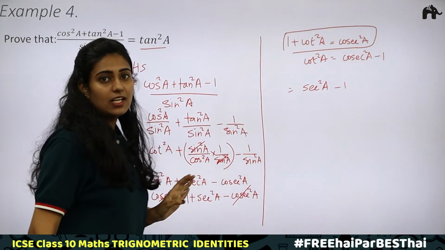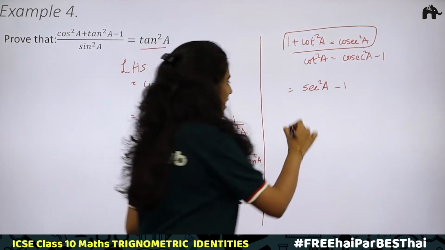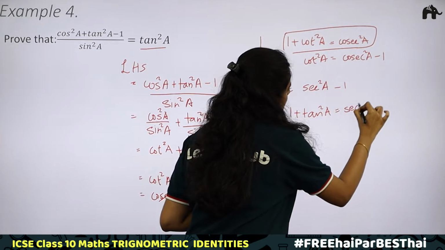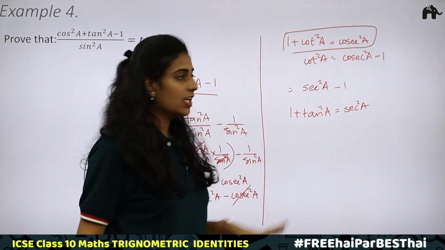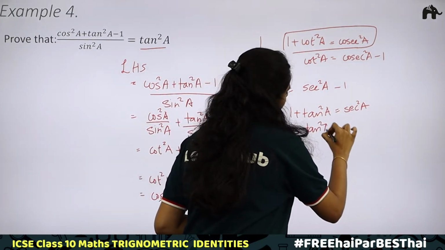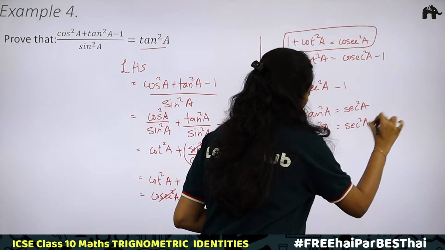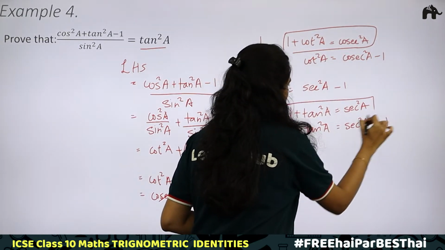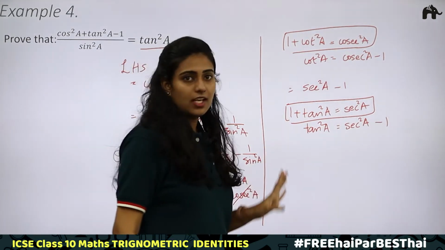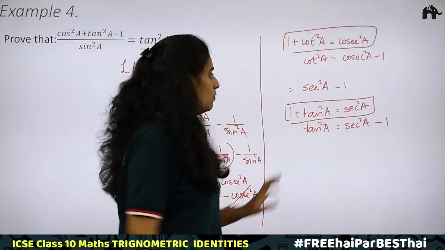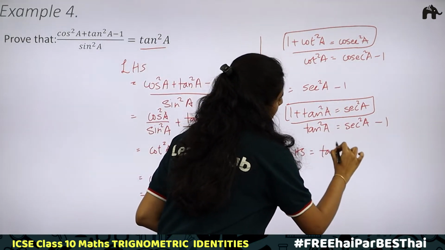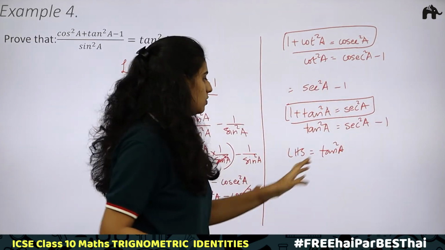How is sec square related to tan square? We have a relation 1 plus tan square A is equal to sec square A. If 1 plus tan square A is equal to sec square A, we can write tan square A is equal to sec square A minus 1. So this is the second identity that we are using. Therefore, tan square A is equal to sec square A minus 1, which we put here. Therefore, on the LHS we are getting tan square A.